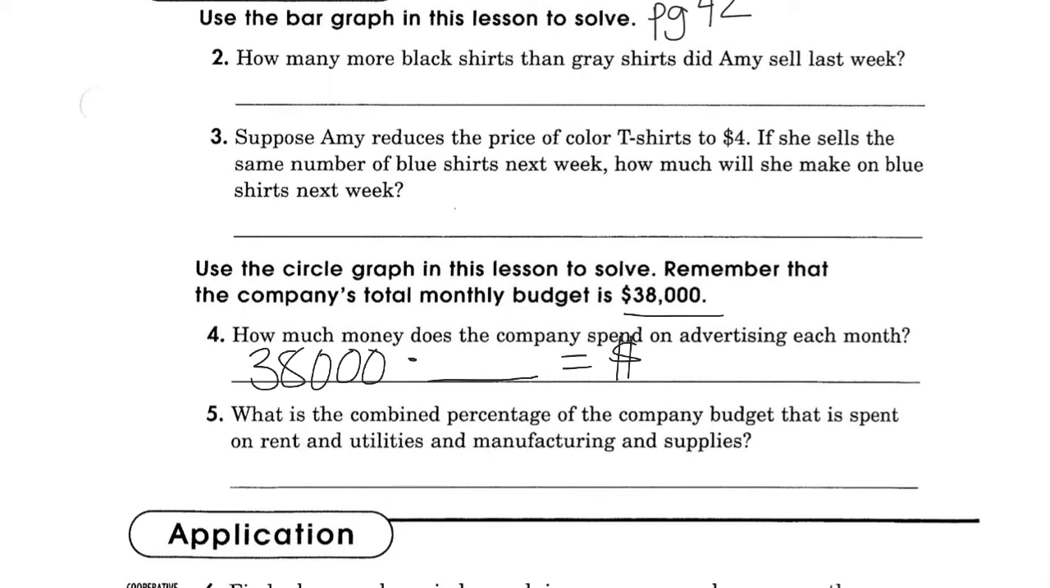Now it says, what is the combined percentage? So your answer is going to be in a percentage of the company's budget that is spent on rent and utilities. Now, this is one section, and manufacturing and supplies, and this is a second section. They're together, even though there's ands in between.